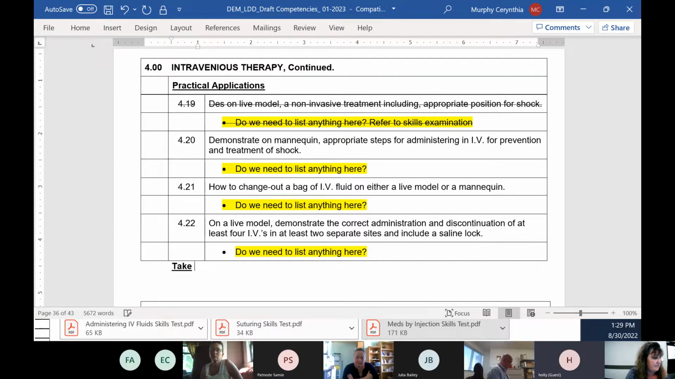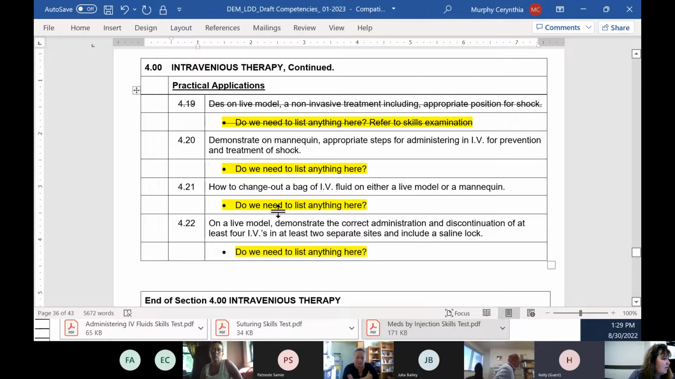Well, no, on 4.22 we want them to have done it on a live person. It is very easy to start IVs on mannequin arms. First of all, the veins look like the super highway of all time, with little signs that say insert needle here. And they never run away from you. They don't roll. They don't squeal. They don't cry. They're just being out. It's great.